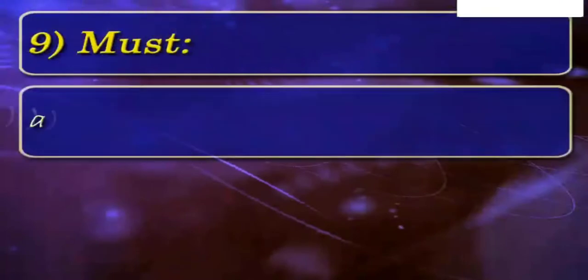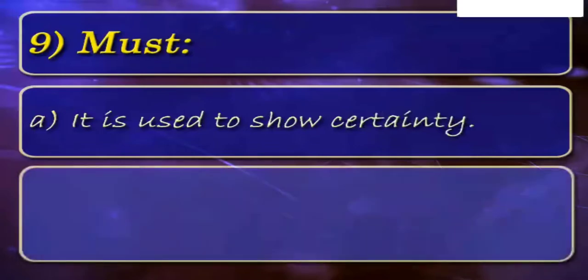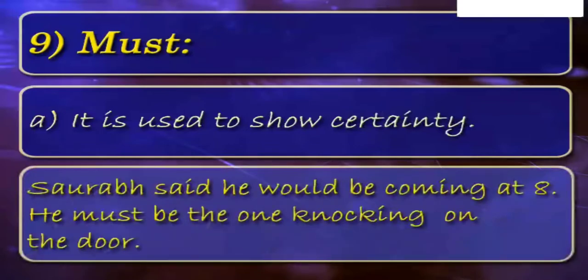Next type of modal helping verb is must. A. It is used to show certainty of a particular thing. Saurabh said he would be coming at 8. He must be the one knocking on the door. Here, must is used to show certainty of Saurabh knocking the door as he is expected by 8.